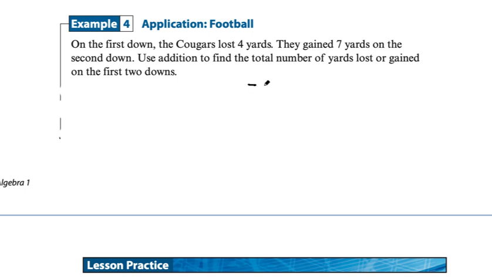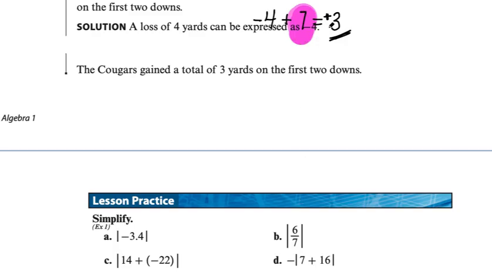So the first down, we had a loss of 4 yards, so we're going to call that -4. And then we gained 7 yards, we're going to call that +7. And then when we think of the overall change or the overall situation, we realize we're adding two numbers with different signs. We're going to subtract and take the sign of the higher number. So we end up with a +3, just as the text does here. The Cougars gain a total of 3 yards on the first two downs.